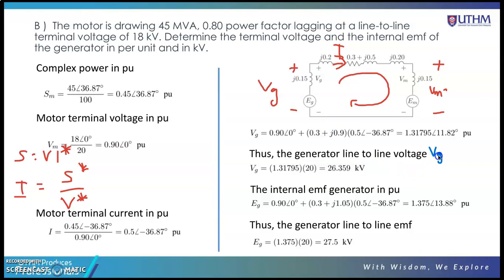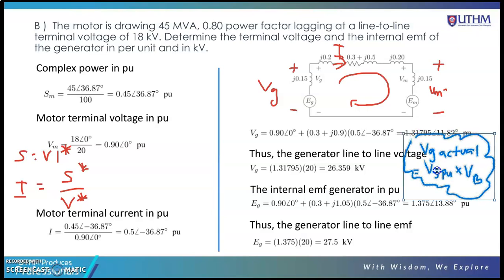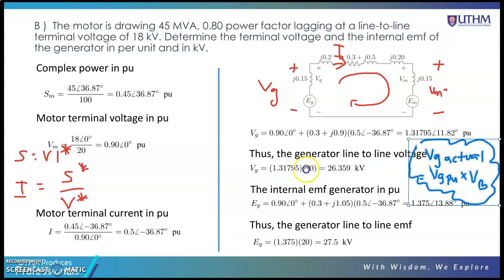Once you have the Vg in per unit, then you can determine the actual value of Vg, because we know that Vg actual equal to Vg per unit times V base. In this case, V base of the generator equal to 20 kilovolt, times its per unit value. So you can get the magnitude of Vg in the actual value. So next question, determine the internal EMF of the generator. Where is the internal EMF of the generator? This is the internal EMF of the generator, EG.